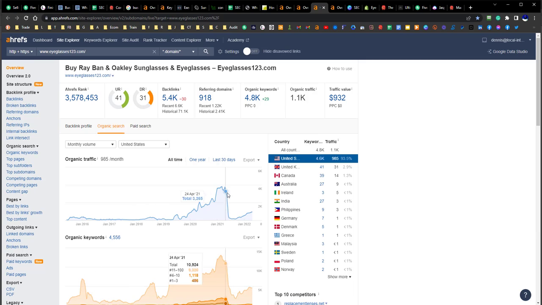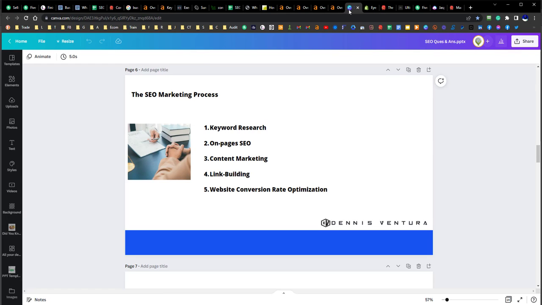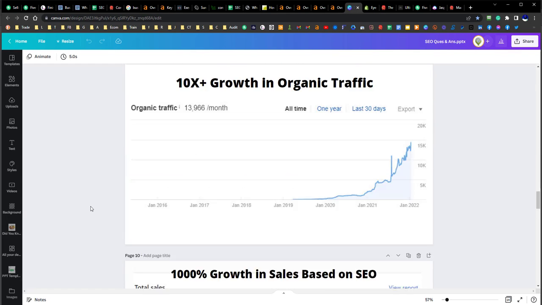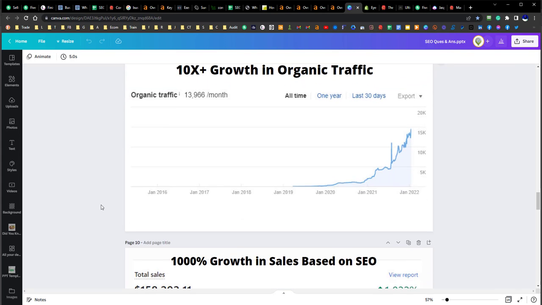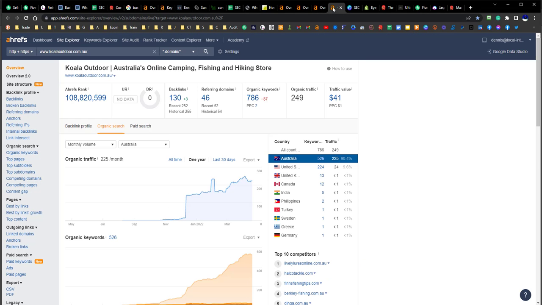Here's an example of a client that had lost all their traffic. And they came to us and we said, okay, basically you were doing a lot of things that were wrong. So we need to optimize the site, write content, build backlinks. And now within 6 months they're starting to get to 1,000. This is their back end. You can see they bring in sales every single day. Eyeglasses 1, 2, 3. So for our other client, our Expo, we grew their traffic by 10x and their sales by 1,000%. So that's in general what you see.